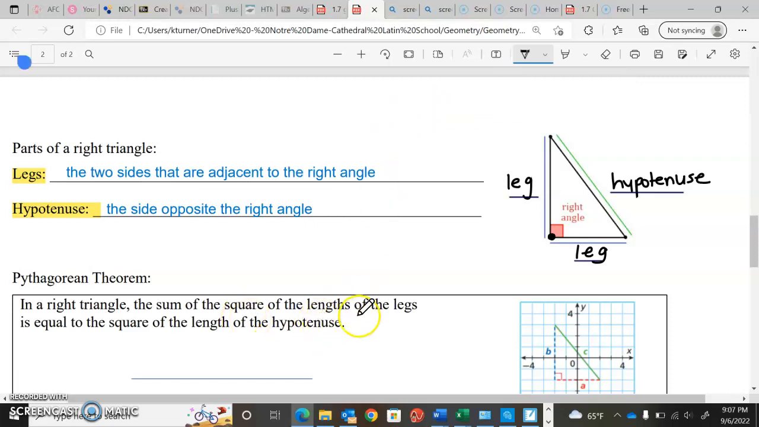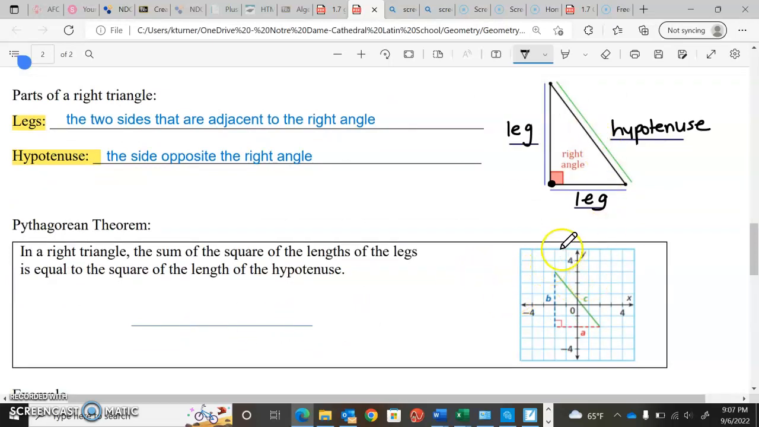So then the Pythagorean theorem is this relationship between those three sides. What it says is that the sum of the squares of the lengths of the legs is equal to the square of the length of the hypotenuse. I'm going to write this two different ways. So square the length of one leg, sum means you add together, so add the square of the other leg. That is equal to the square of the hypotenuse. So whatever the hypotenuse length is, raise it to the second power.